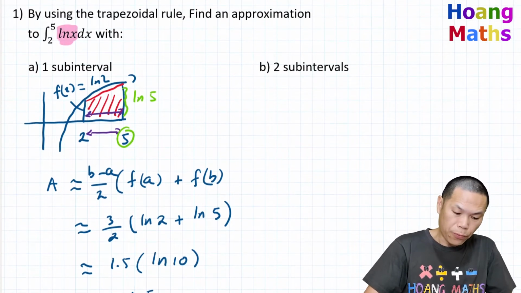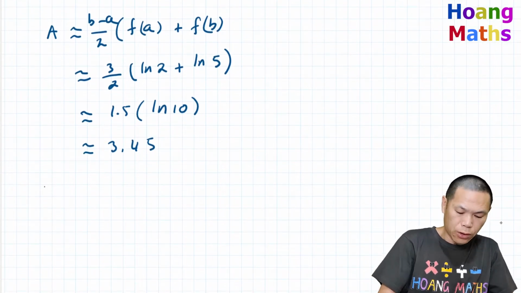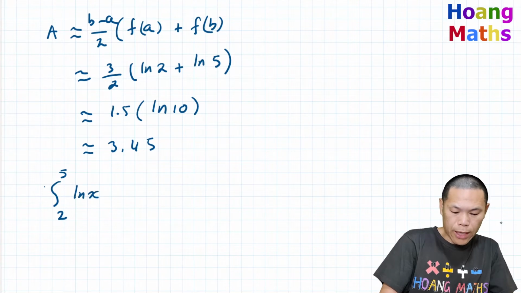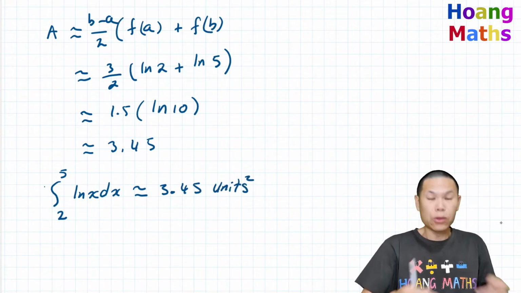So therefore, okay, the area from 2 to 5 of the function ln x dx is approximately 3.45 square units. So there you go.